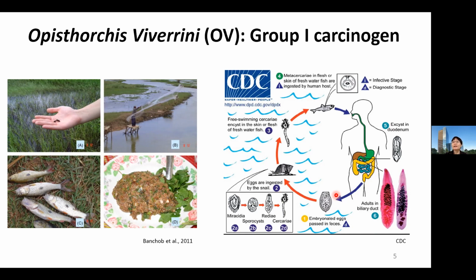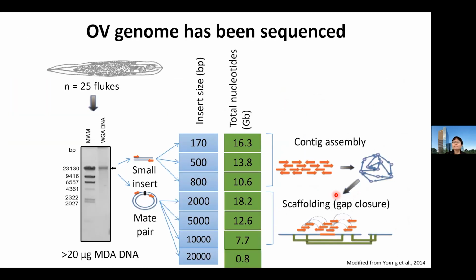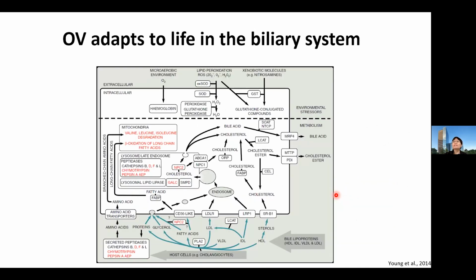In order to understand how OV fluke is able to survive so well in a harsh environment such as the bile duct, we have sequenced the genome of the OV fluke using the multiple displacement PCR strategy. When we analyzed the genes in the genome, we surprisingly found that many of the genes are involved in nutrient metabolism. This suggests that OV fluke is able to assimilate the nutrients from the bile duct and then utilize it for its own energy needs.